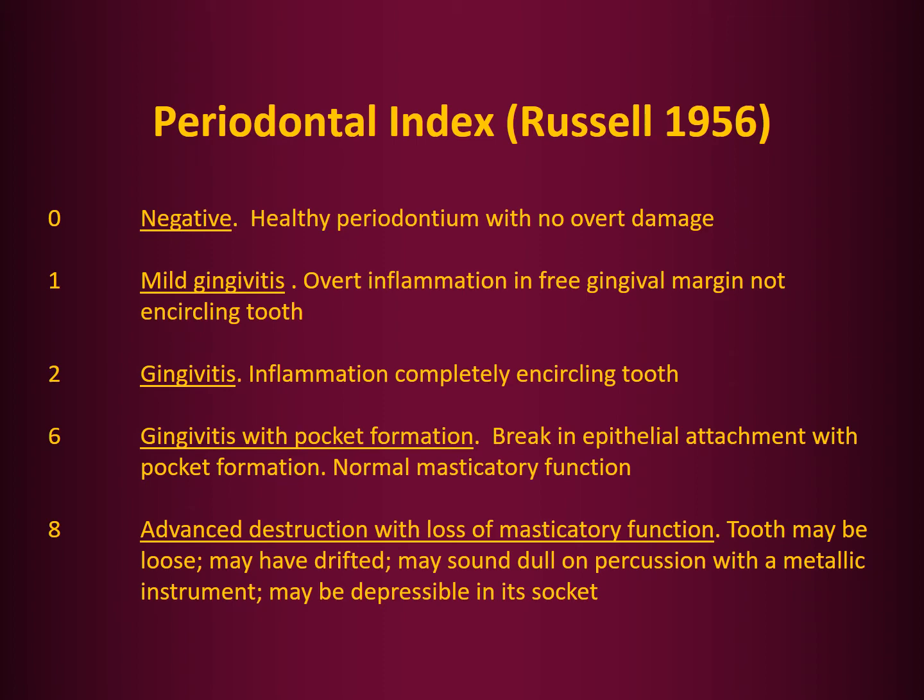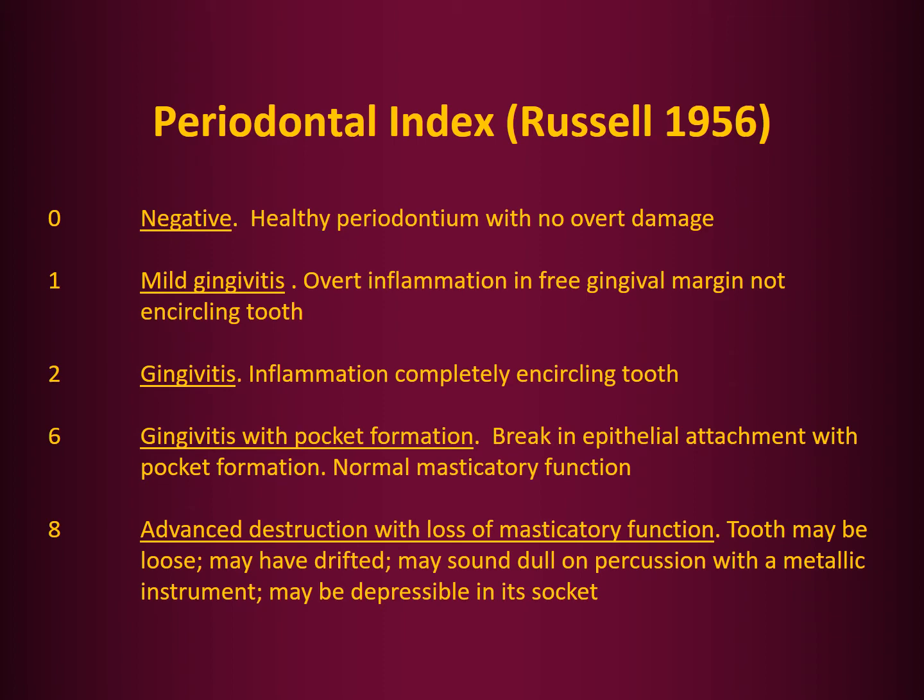A 0 would be negative, as in healthy periodontium with no overt damage based on observation. Mild gingivitis would be overt inflammation in the free gingival margin, but not going all the way around the tooth. Gingivitis would be inflammation that goes completely around the tooth. Gingivitis with pocket formation would be a break in the epithelial attachment with pocket formation. But it was unclear how they measured this because they didn't use a periodontal probe to actually do the measurements. An 8 would be advanced destruction with loss of chewing function. The tooth might be loose, might have drifted around.